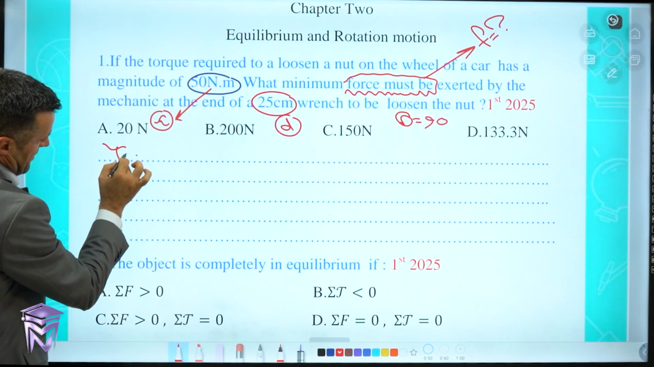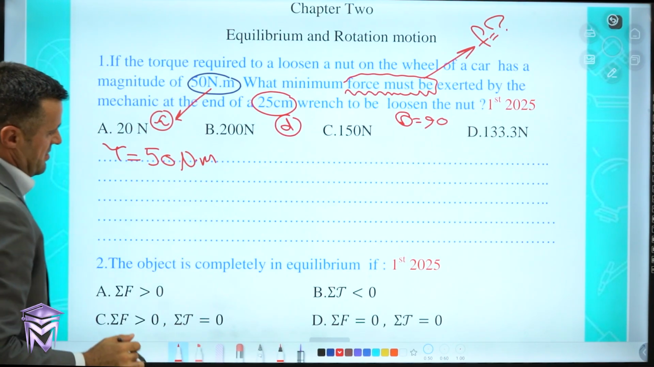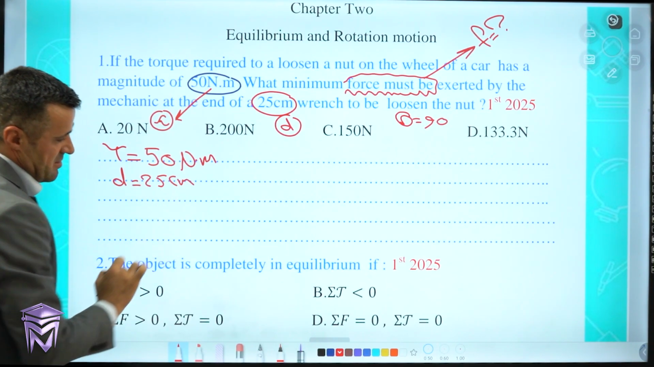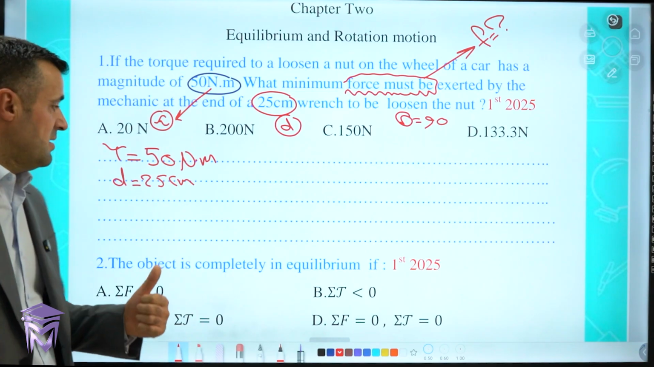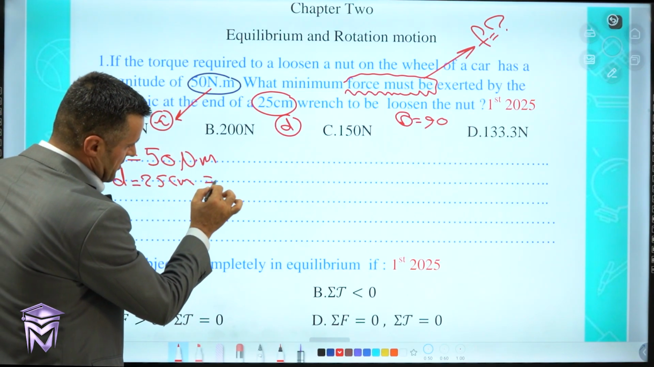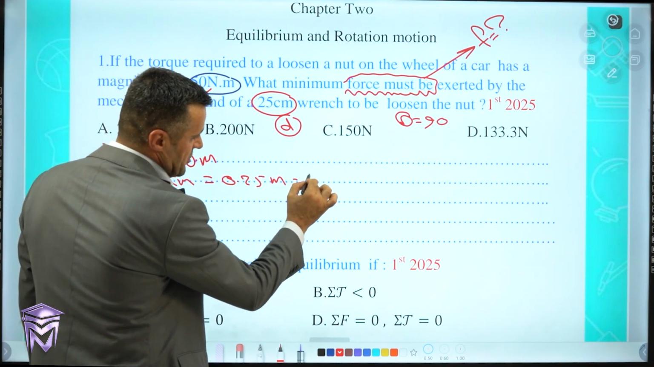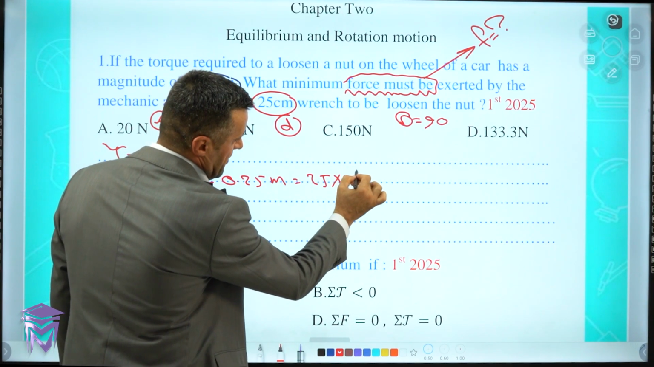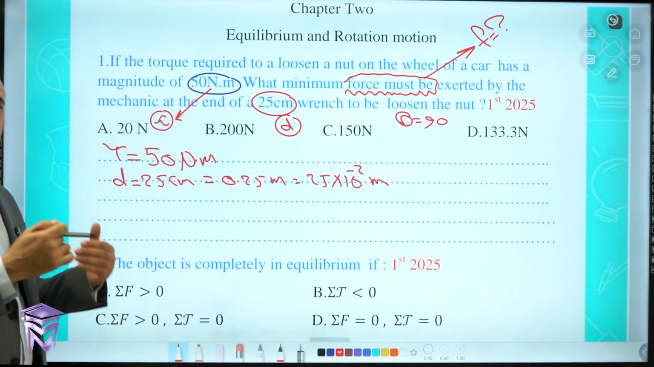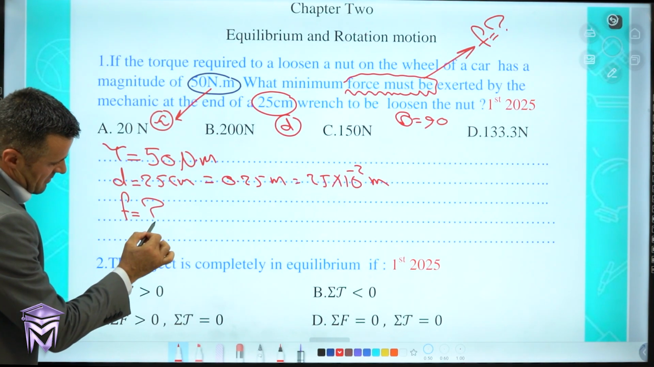Torque we have equals 50 Newton meter. So d equals 25 centimeter. But we have to convert this distance from centimeter to meter, which equals 0.25 meter, or we can write 25 times 10 to the power minus 2 meter. Find the minimum force. We have to find the force.